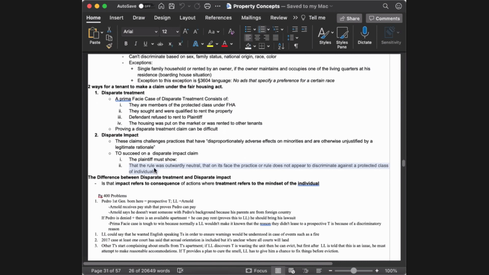I actually think that's what, let me reword that. I think that's what the defendant has to prove. Sorry about that. It was towards the end of the semester when we were writing this, so cut us some slack.